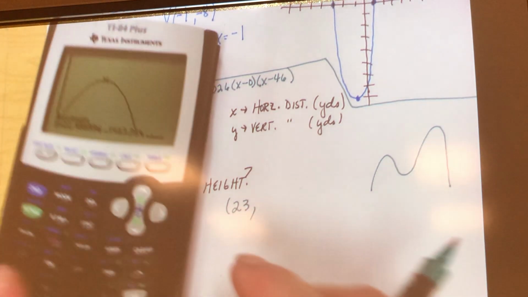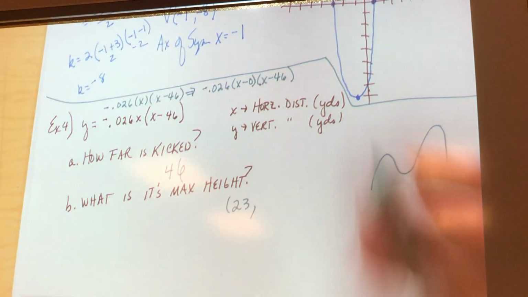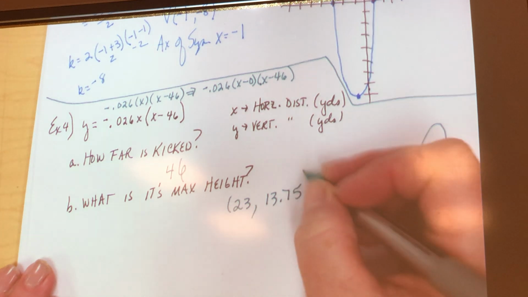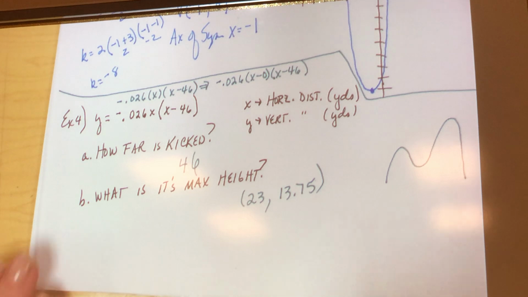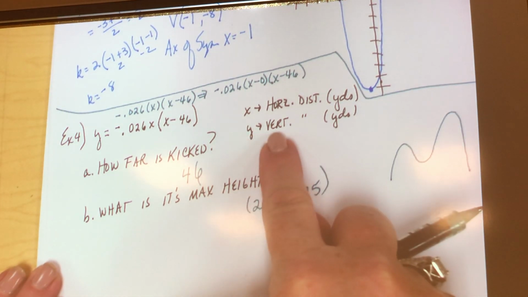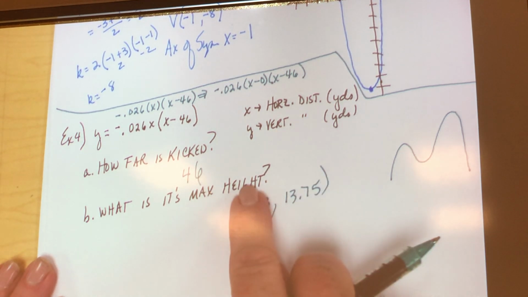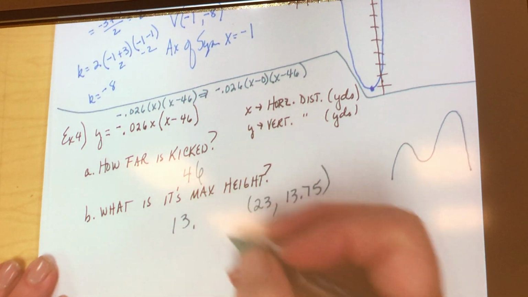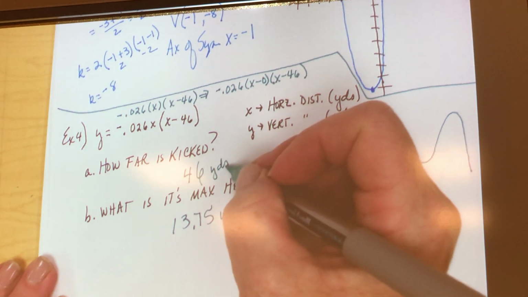My y value is what? 13.75? Are you with me? Okay, so here's my question. Which one of those is the maximum height? 23? Oh, yeah, 13.75. You see what I'm saying? The y value is the vertical distance, and that's the height. So it's 13.75, and it is yards. This one's yards also.